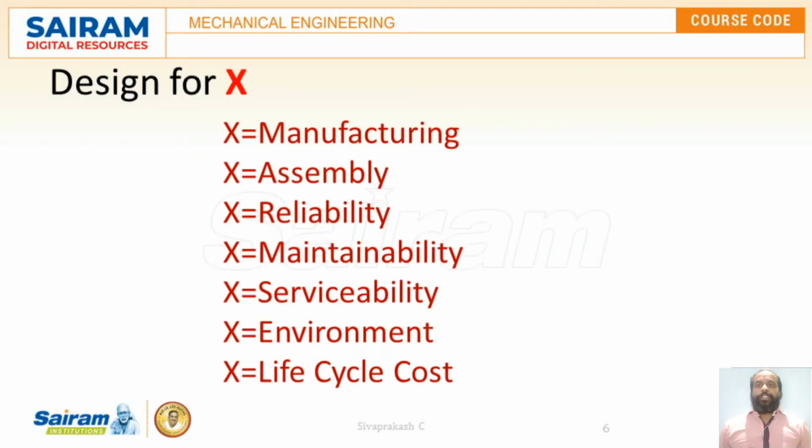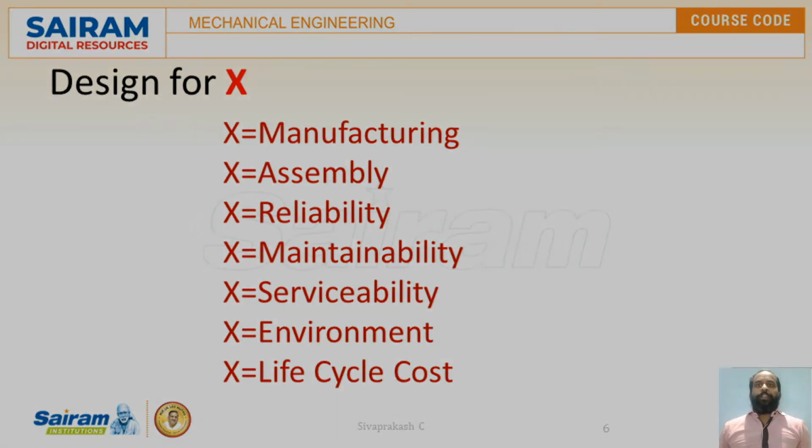Now we are going to discuss design for X. So X is nothing but manufacturing, assembly, reliability, maintainability, serviceability, environment, life cycle cost. That means from design to scrap or recycle. So everything we have to consider, and that will come under design for X.